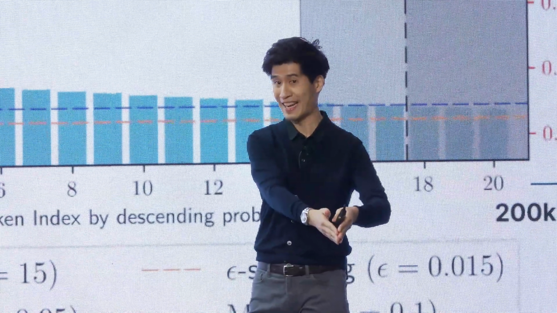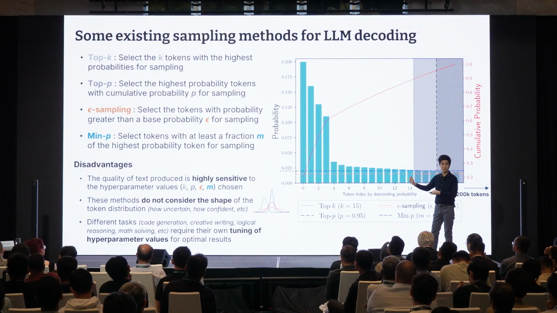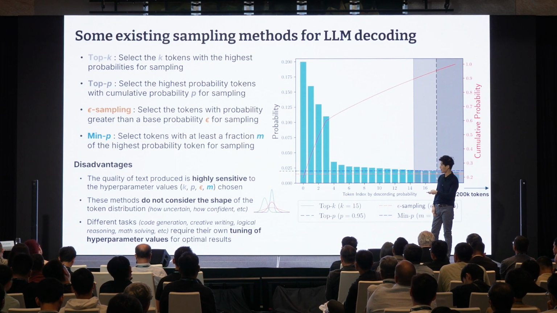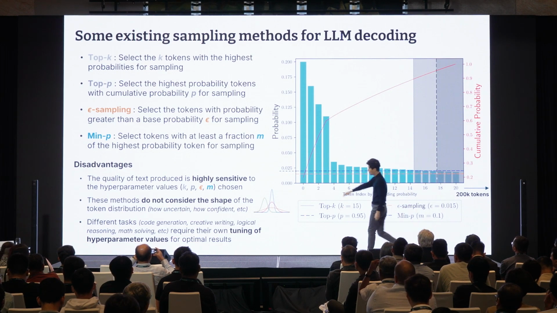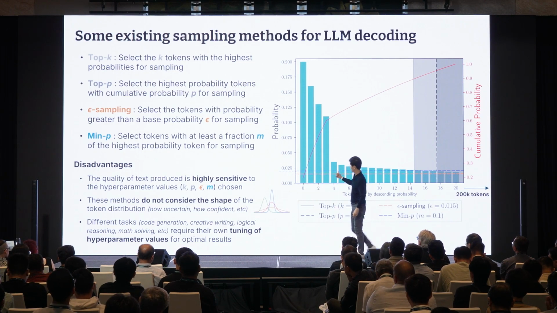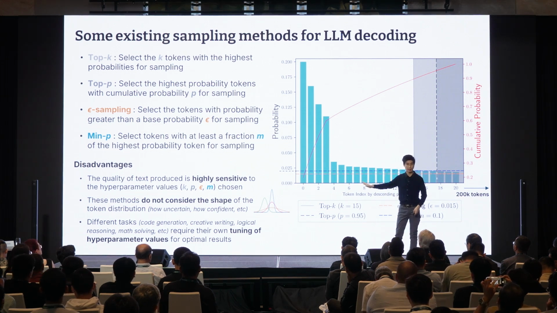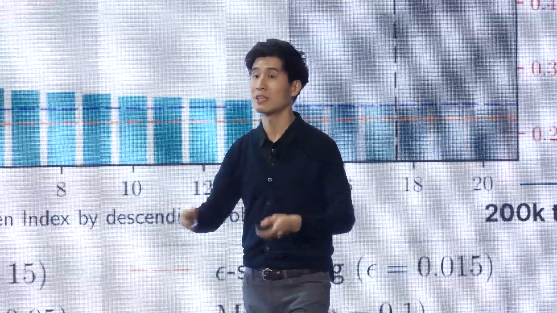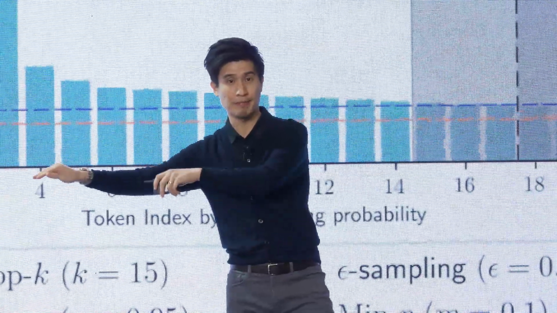your task at hand? Secondly, these methods do not consider the distribution shape. A distribution can be of a lot of different kinds of shapes, as you can see here. It could be very peaked. It could be very spread out. It could be something like this. But all these methods do is to apply a hyperparameter, right? It's fixed throughout the generation, regardless of what the distribution is. And that distribution can change in every single step.